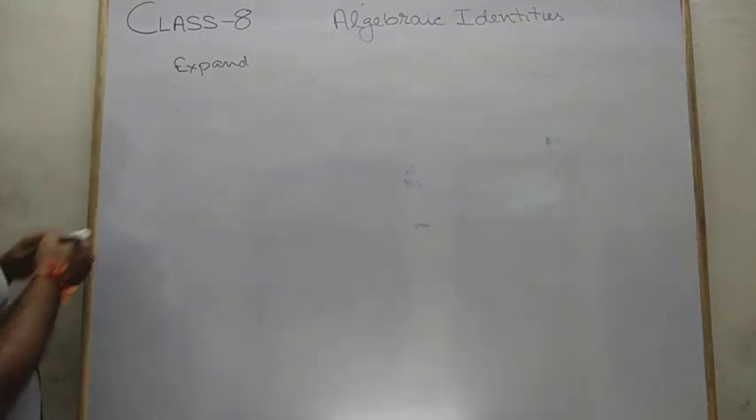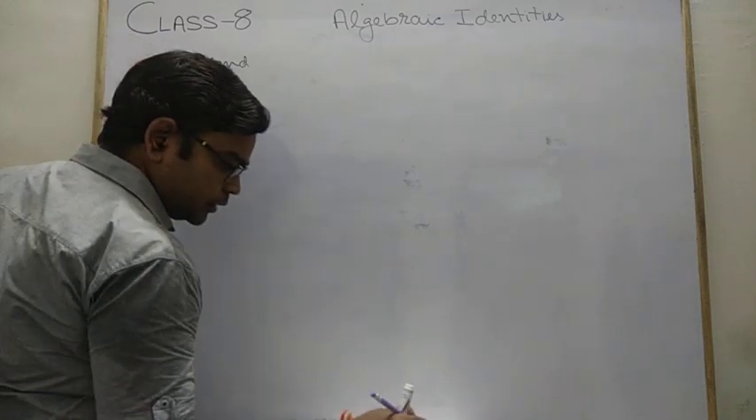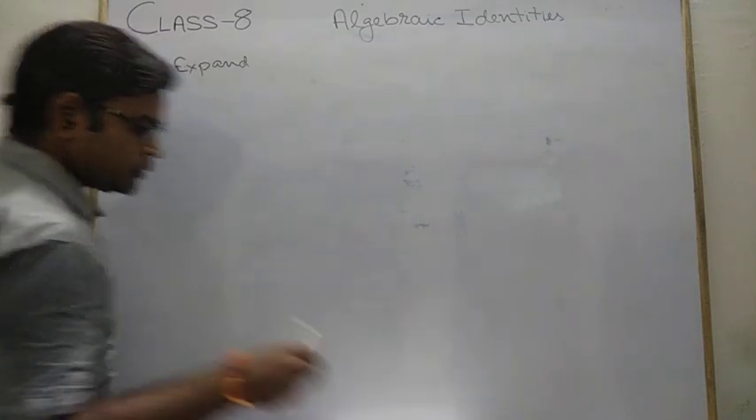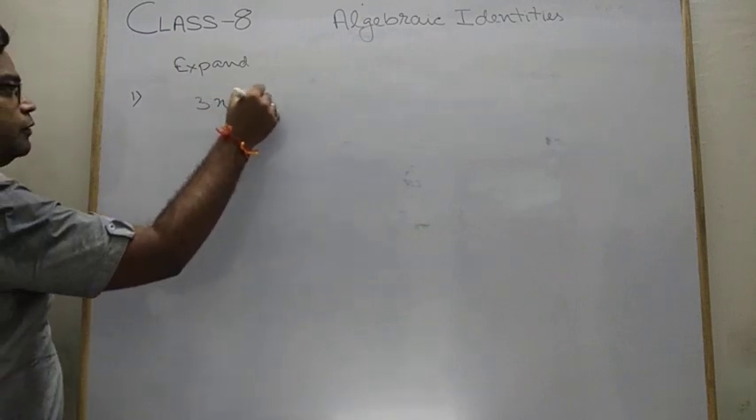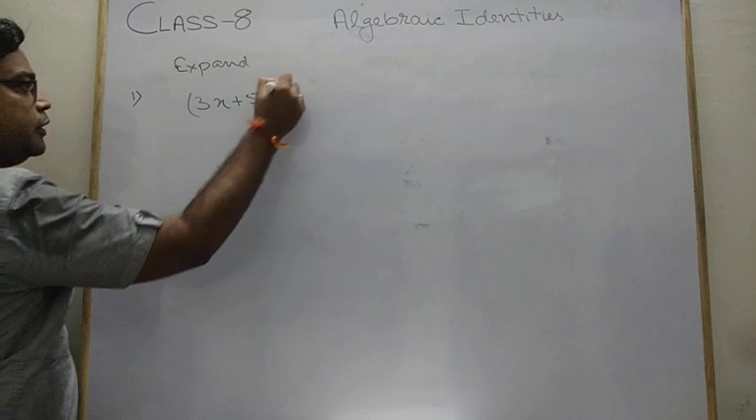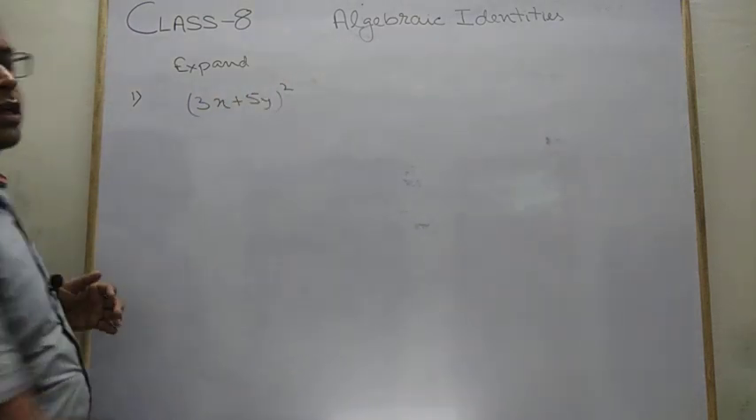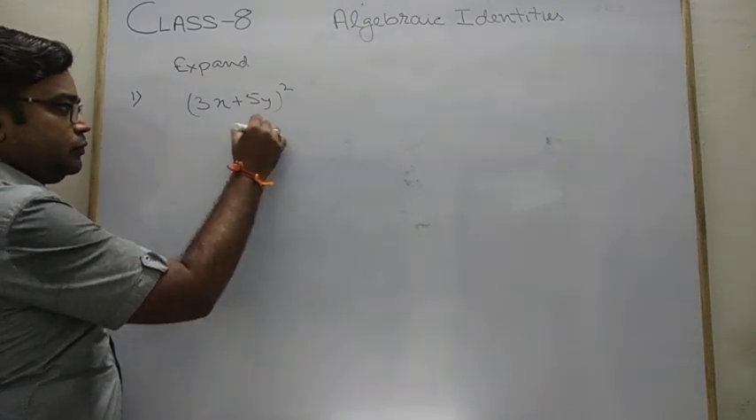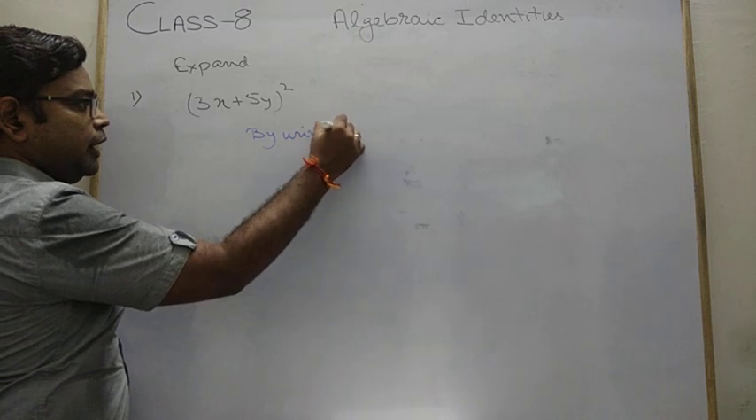In the very first question, first I'm going to discuss only one part, that is this question. It is 3x plus 5y whole square. So we have to expand this one. How do we expand? So we must write by using identities.